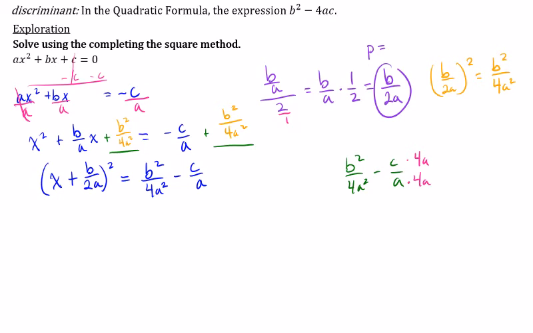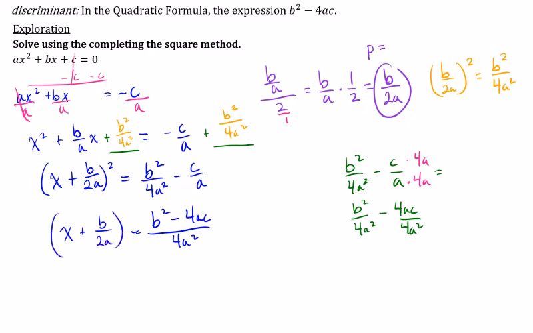And what that gives me is b squared over 4a squared minus 4ac over 4a squared, right? So 4ac, and then this comes to 4a squared. So now I can combine those into one fraction, right? So I can make this b squared minus 4ac all over 4a squared. All right.